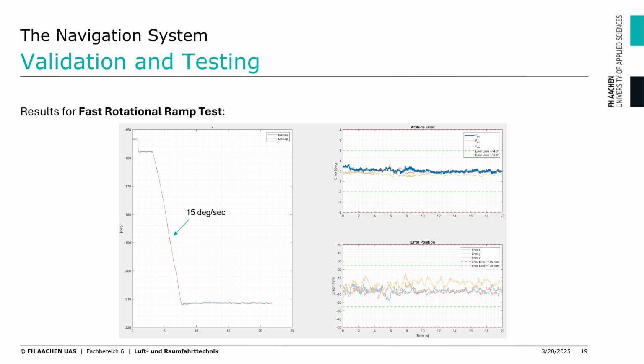On the right hand side you can see the difference between the navigation and motion capture system, which is to be interpreted here as an error. In the upper plot you can see the errors in the attitude and below the errors in the position.